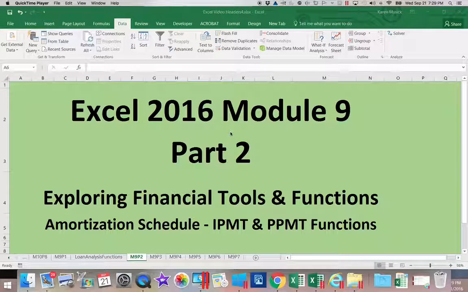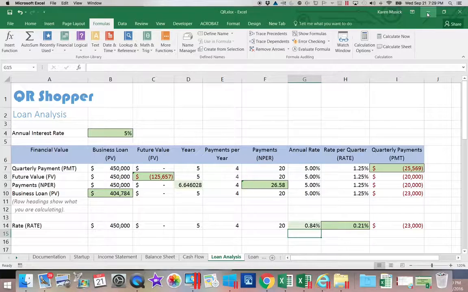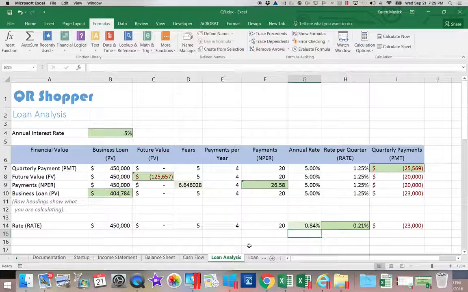Excel 2016, Module 9, Part 2. We're going to do the first part of our amortization schedule in this part. So we're working with a loan, and in the last segment, we did our loan analysis. So now we're ready to do some additional updating to some of our other worksheets.